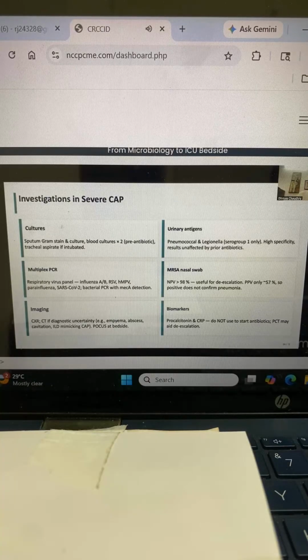On the other end, positive predictive value is only 50%. So negative has far more important value than the positive. Biomarkers, routinely we don't look for the diagnosis, but looking at follow-up and de-escalation can be helpful.